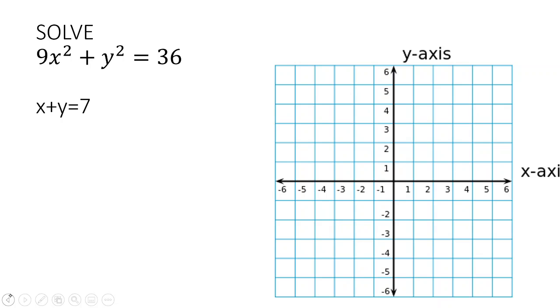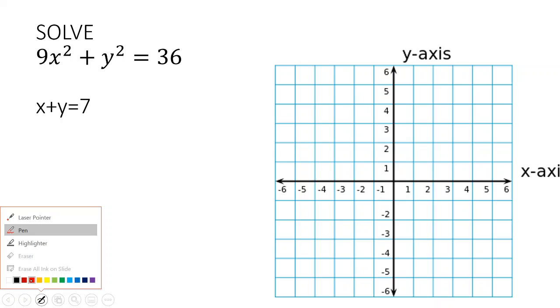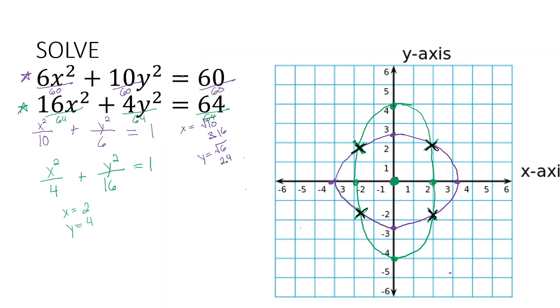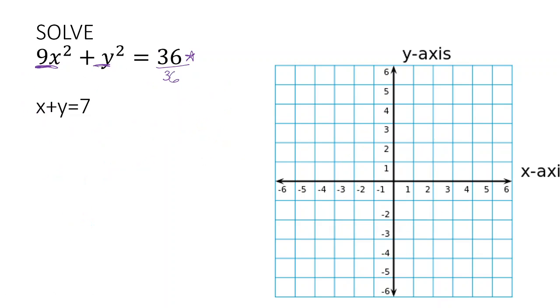So as I look at this, it looks like I've got an ellipse. I'm going to make it purple, and a straight line. So I want this to equal 1. Why do I know it's an ellipse? See how this is 9? See how this is 1? Different coefficients. That means that it's an ellipse and not a circle. So I divide by 36, divide by 36, divide by 36. The first one reduces to x squared over 4, because 9 times 4 is 36.